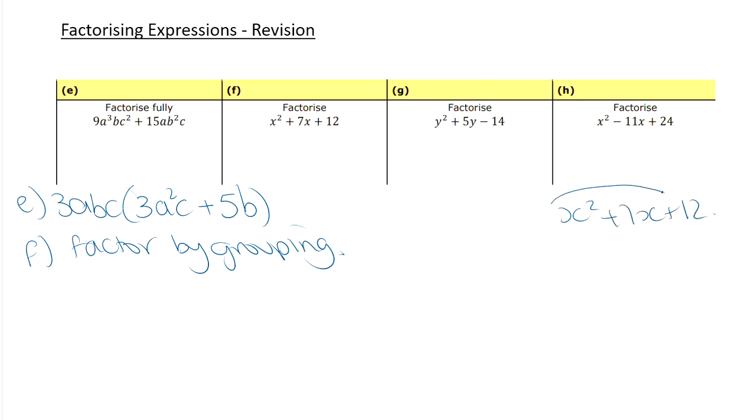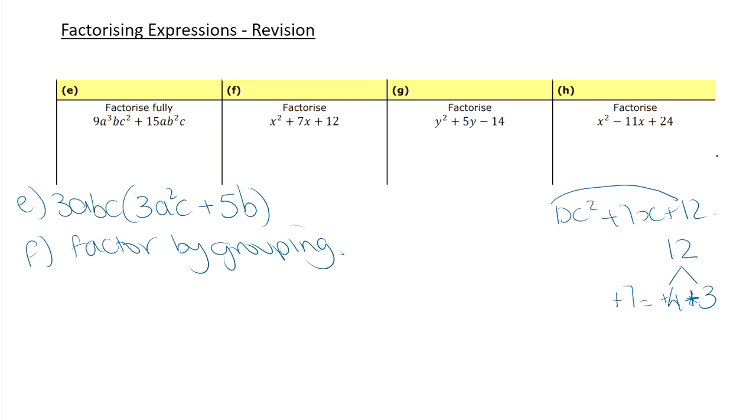We're going to multiply this coefficient 1 times 12. And we're looking for common factors of 12, and I want them to add up to plus 7. So 4 and 3, if I multiply these together, we will get 12. But if I add them, they will give me 7.